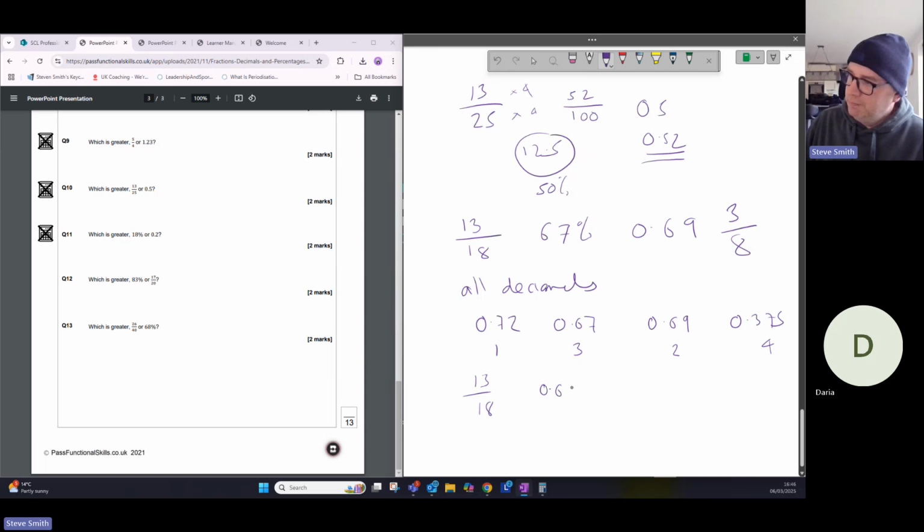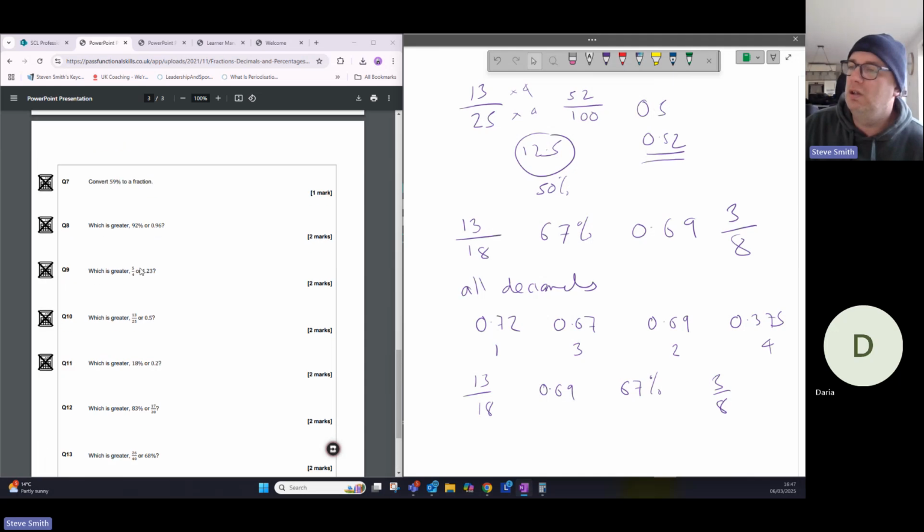The question would expect you to put them back in that order, so it'd say 13/18 followed by 0.69, followed by 67%, followed by 3/8. So it expects you to put them back in the format how you found them. We've done the math and put them all in decimals. Brilliant. To verify which one is smallest, put them back in the order that you actually see them in the question, and you're not going to go far wrong.